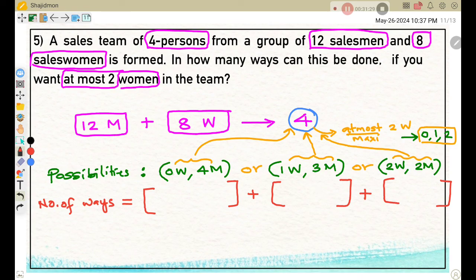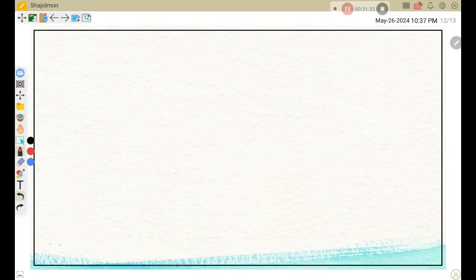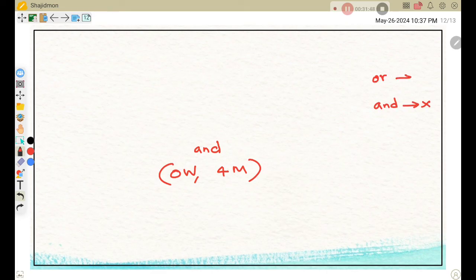Okay, now 0 women, see, I will give the idea here. See, 0 women 4 men. Okay, so this comma means and: 0 women and 4 men. And means always we are using multiply. Or means, as I already told you, plus. Okay, and means intersection, or means union. These symbols always keep in your mind. Okay, now we are going to calculate 0 women and 4 men.